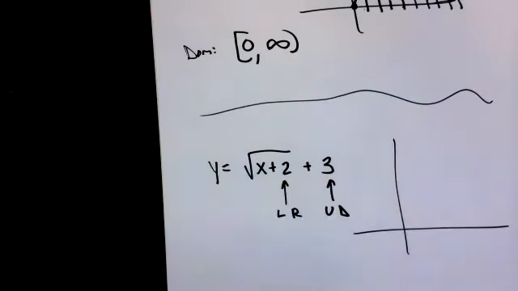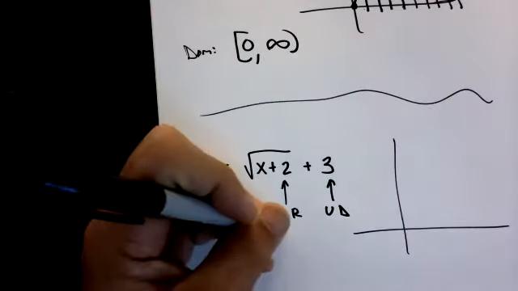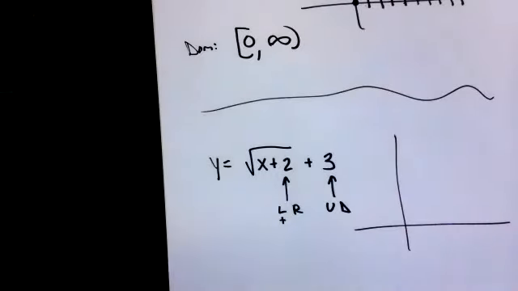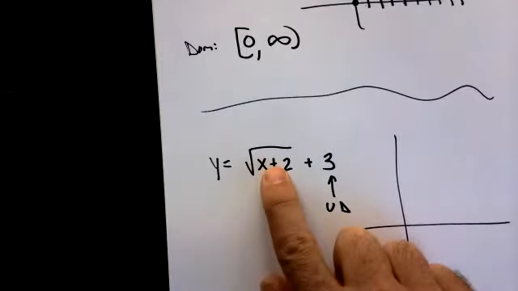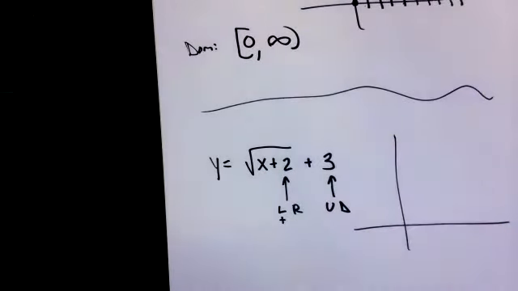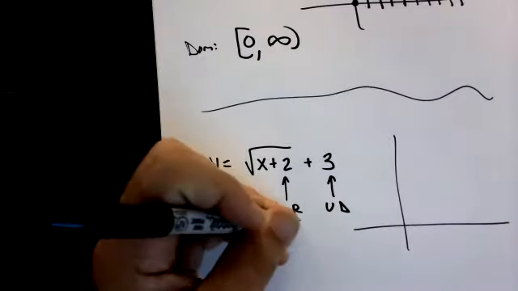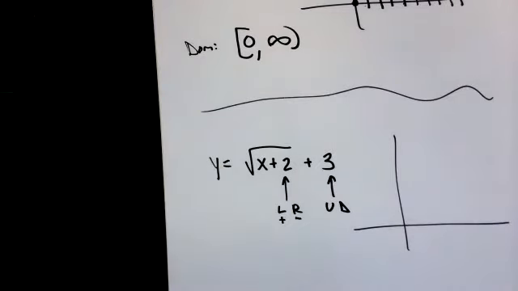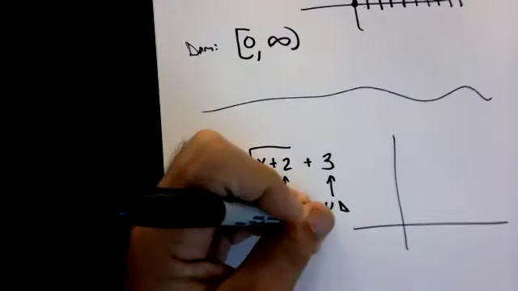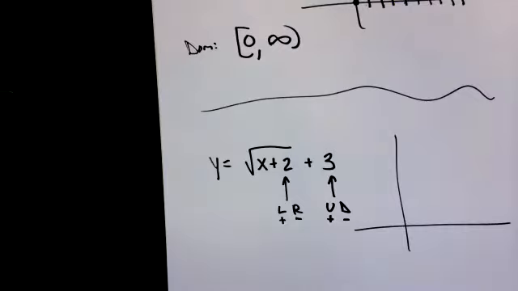Now, inside of the radical actually does things a little bit backwards. A positive number will actually shift it to the left, which is backwards to what we think, because negative numbers are this way. But actually, if this is a plus, this is going to shift my graph 2 units to the left. If this was a minus, that would actually shift it to the right. Outside, positives shift up, negatives shift down.